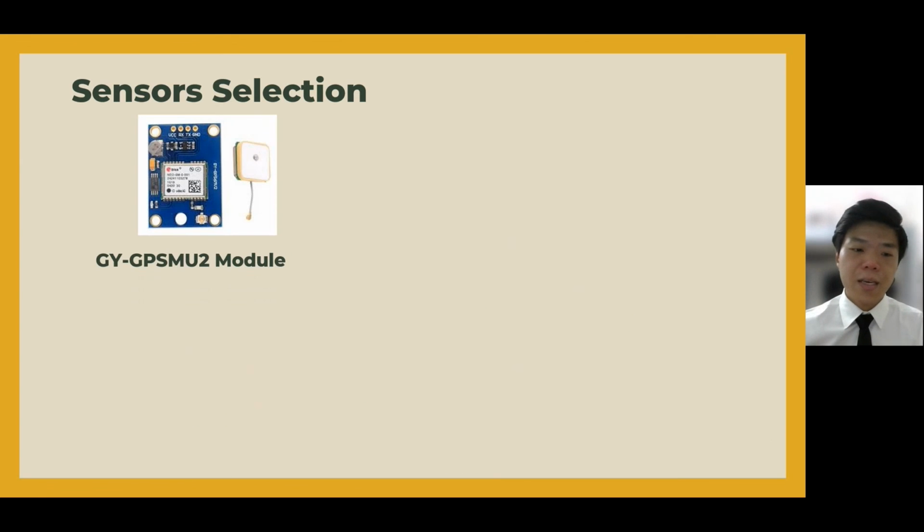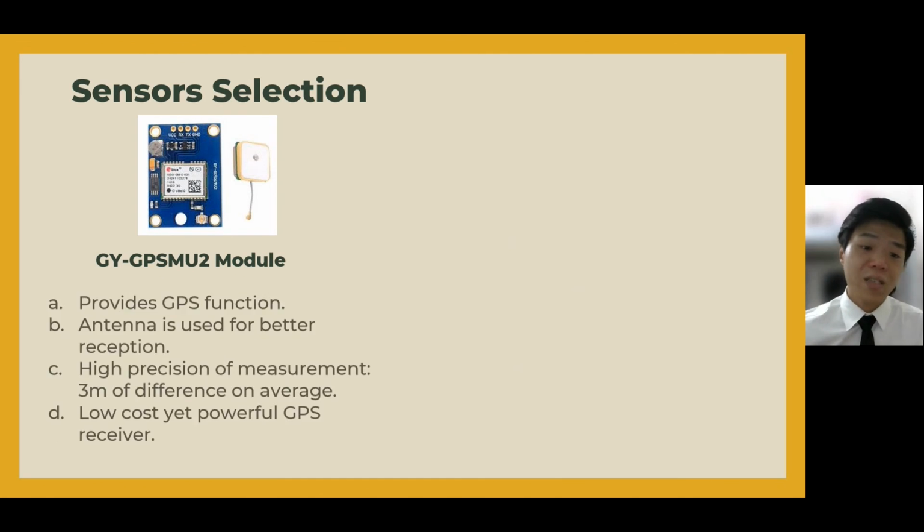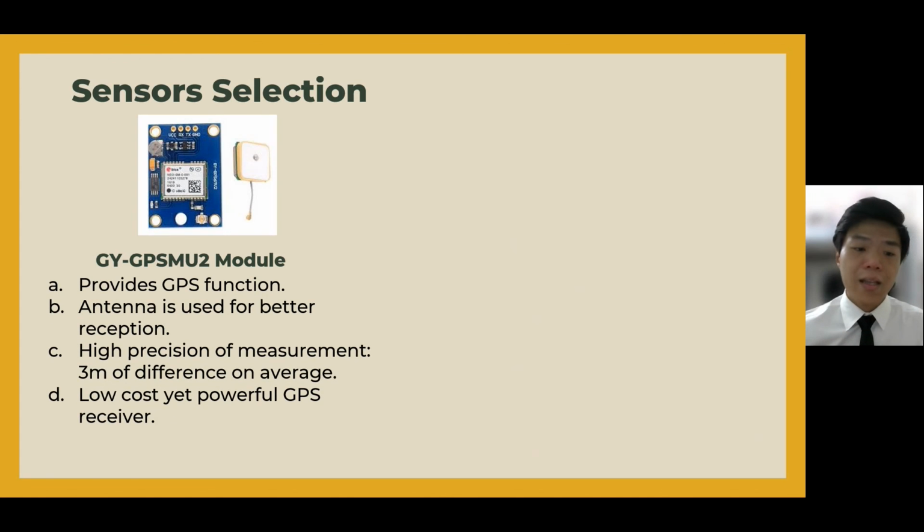The next sensor is the GY-GPS MU2 module. So it is used to provide GPS function, and the antenna at the right side of the figure is used for better reception. So it has a high precision of measurement, only 3 meters of difference on average. So it is a low-cost yet powerful GPS receiver.